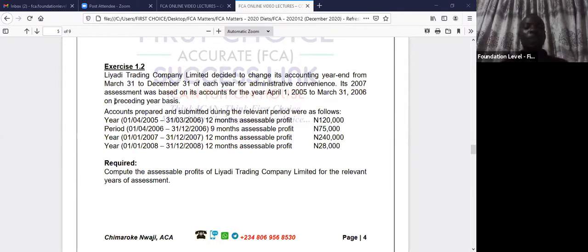In the case of exercise 1.2, let's read it. Liadi Trading Company Limited decided to change its accounting year end from March 31st to December 31st of each year for administrative conveniences. Now, if you look at it, this is another way of writing basis period. Instead of writing year ended, they might write period ended. They might just give you the basis period. So if you look at this one full year, where did it end? This is 31st of March, in line with what they are telling you.